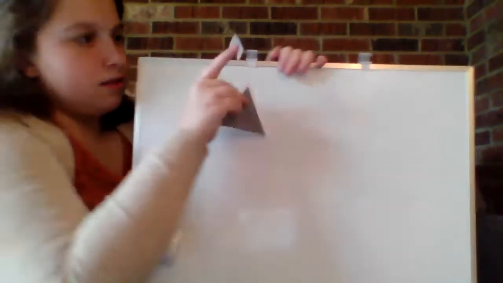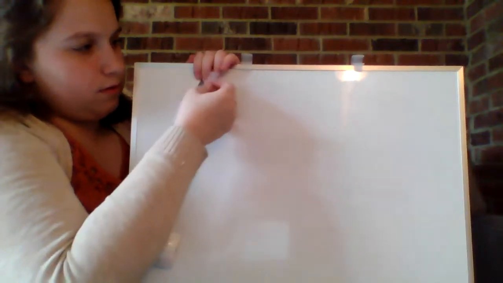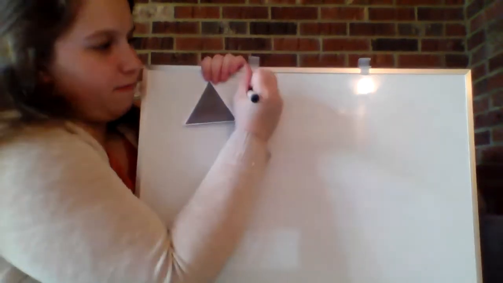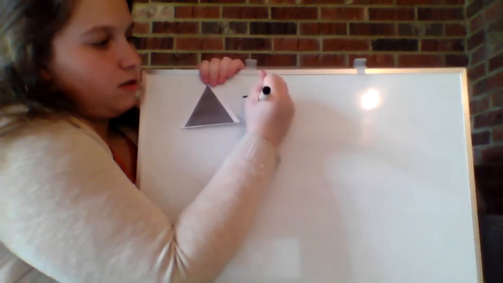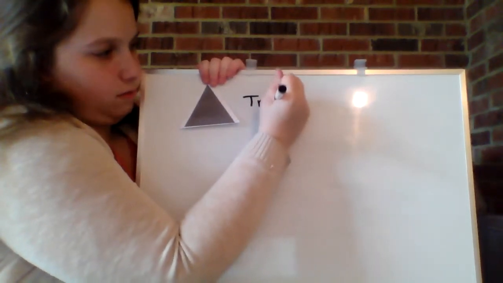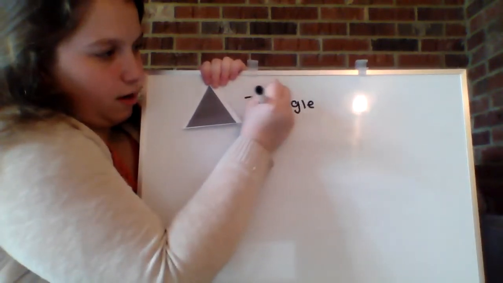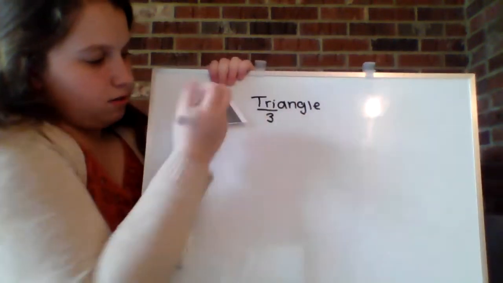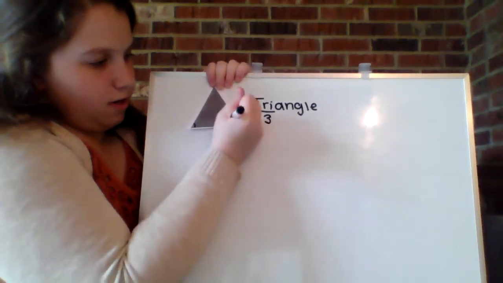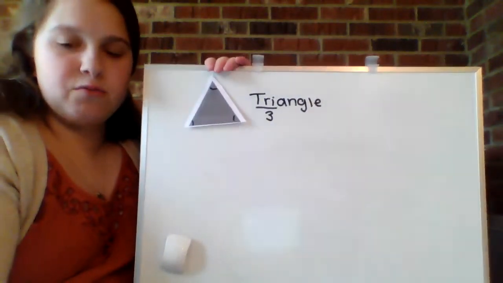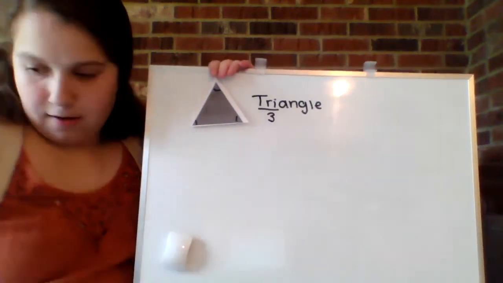It is this shape. And the name for this shape is a triangle. A triangle. Tri means three. So it has three angles. 1, 2, 3. It also happens to have 3 sides.